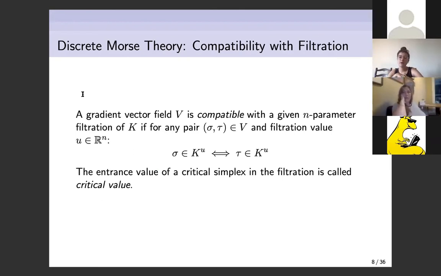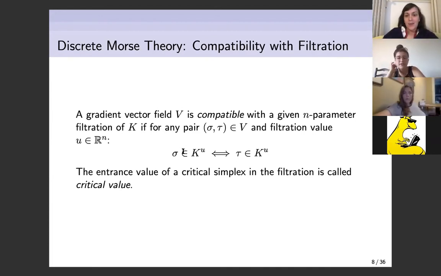When we have a pair of simplices, sigma and tau, in the vector field, they always have to be at the same step in the filtration. So they enter at the same value of the filtration, and they stay paired throughout the filtration. So that's what happens to paired simplices, but now what happens to, yes?